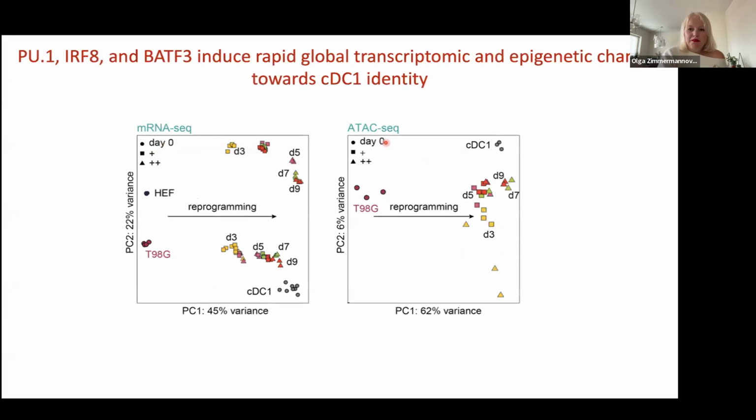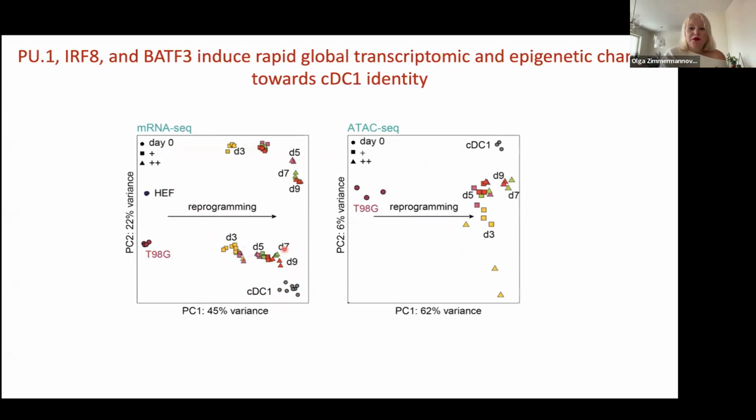On the transcriptomic level, you can see that the cDC1 transcriptional program was acquired stepwise, or progressively, towards the later time points. All the stages clustered together and very far from the parental population. And then at day 7 and day 9, we are getting very close to the natural cDC1 population.